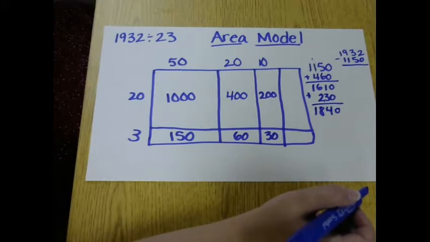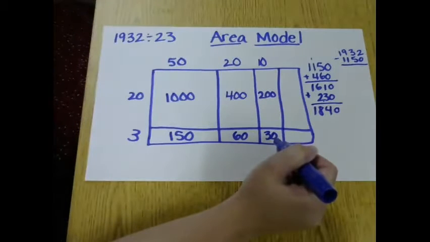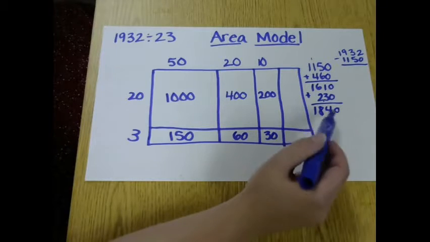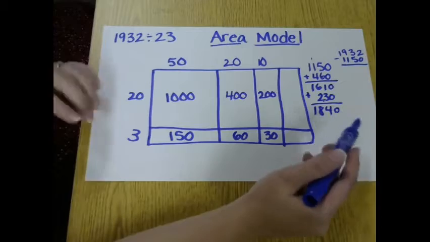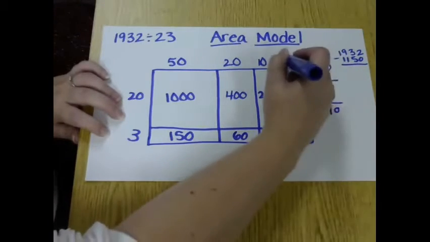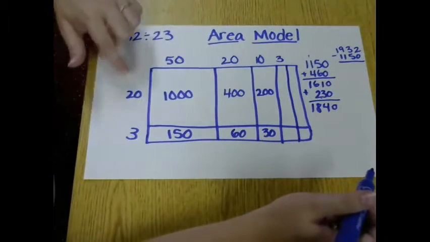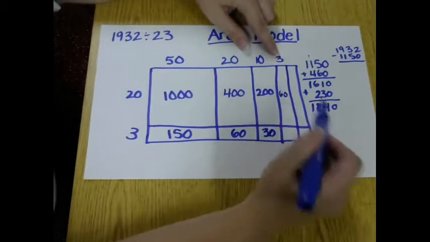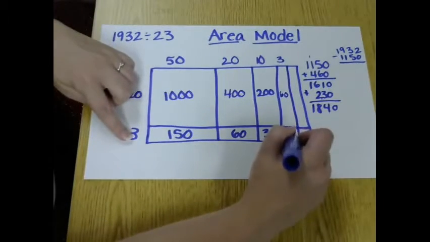Well, if I knew 10 was 230, 5 groups is going to be half as much, so that's 115. 115 is going to be too much because that's going to push me into the 950 area. So I need to go less than 5. Maybe my brain wants to do 3. They could have done 2. It's whatever they're comfortable with. 20 times 3 is 60, and 3 times 3 is 9.